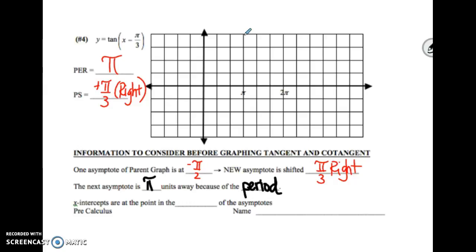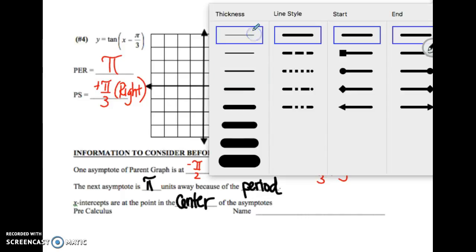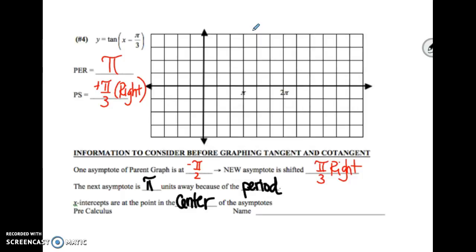And the x-intercepts are going to be the points in the center of my asymptotes. Okay, so I'm going to do a little bit of labeling here, and then we'll talk about where things should go. Since I have a phase shift of pi over 3, I'm going to count by pi over 3 instead of by pi over 4 or pi over 2, just because that makes a little bit more sense. So I've got 0. This is going to be positive pi over 3 and 2 pi over 3 and 3 pi over 3, which is pi. And then this is going to be negative pi over 3, negative 2 pi over 3, and negative pi.